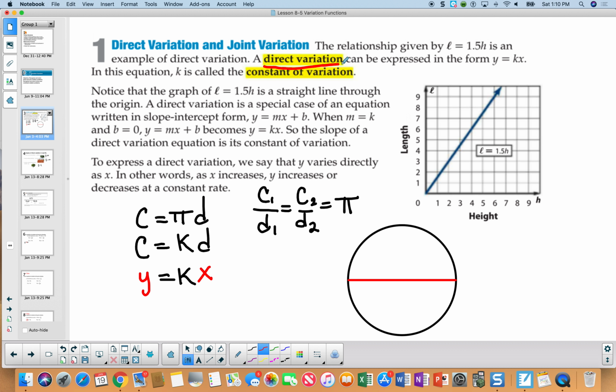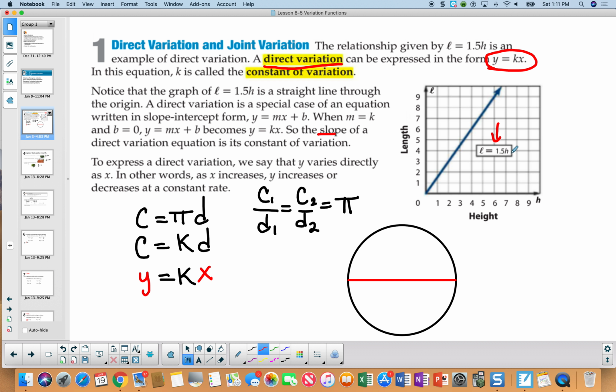Direct variation can be expressed in this form, and hopefully you recognize that is a line. We call k the constant of variation. Let's suppose it's a relationship between the length and the height of something, and you can see it's a straight line. This straight line represents the direct variation, L equals 1.5h. Now the 1.5 also represents the slope of that direct variation equation.